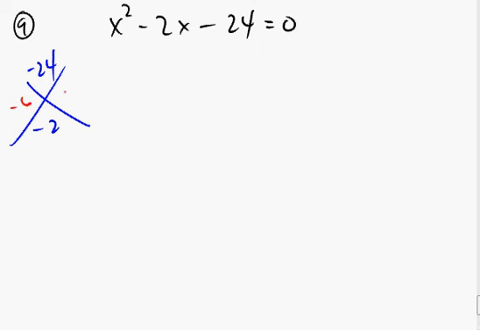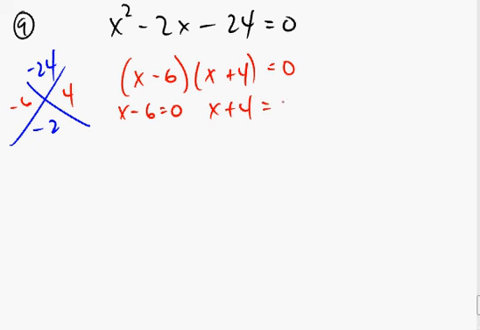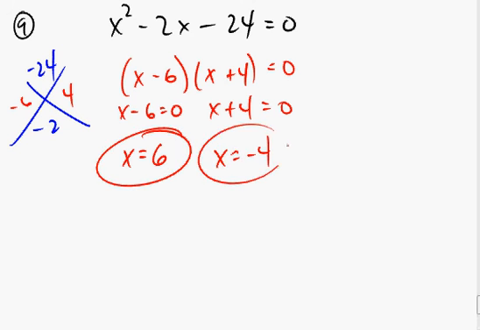Negative 6 and 4, that's right. So the zero product property comes in, looks like that. So x equals 6 and negative 4, right?